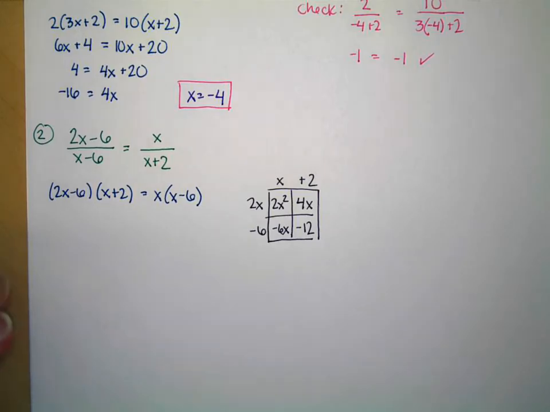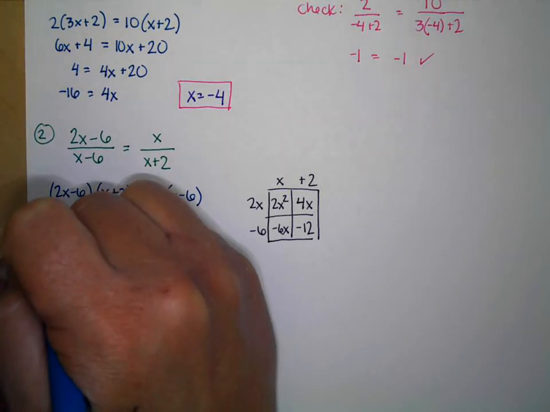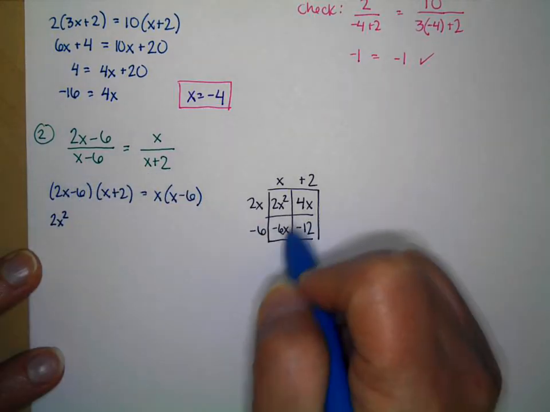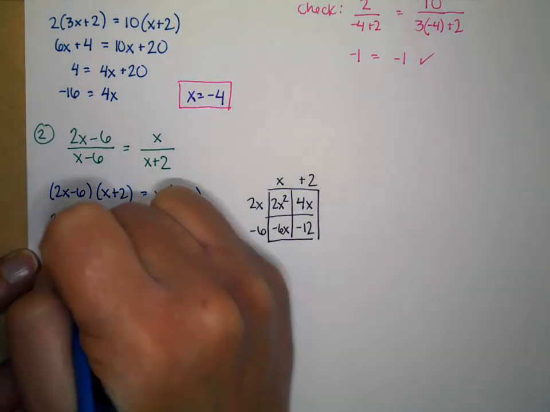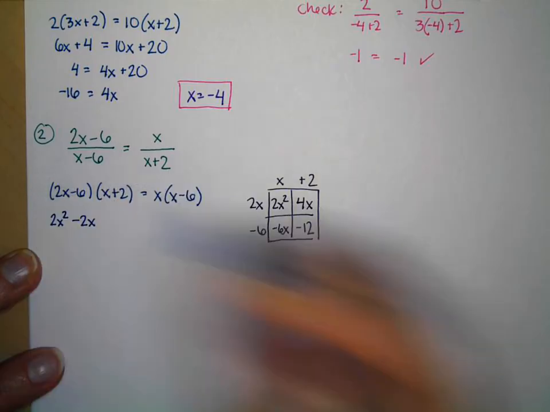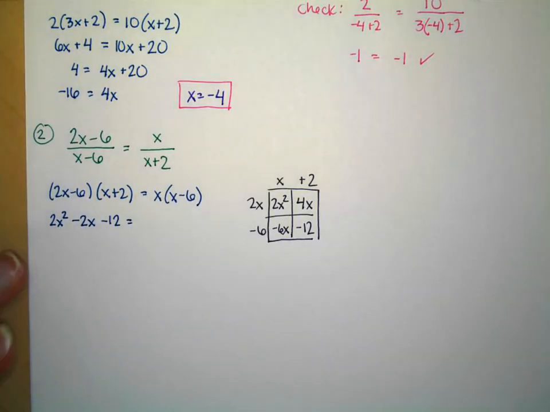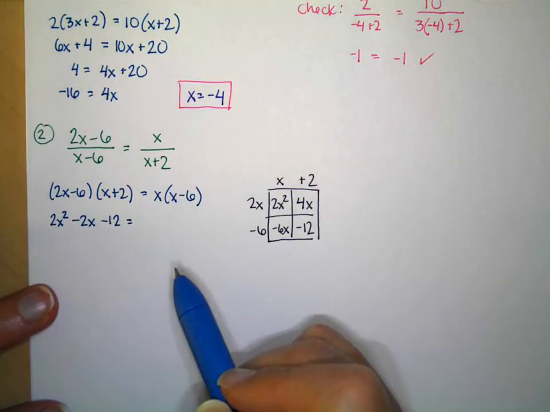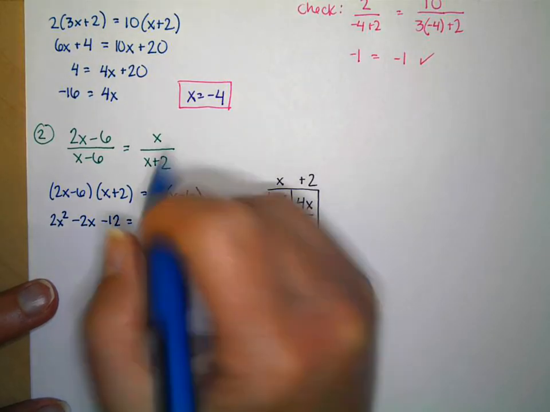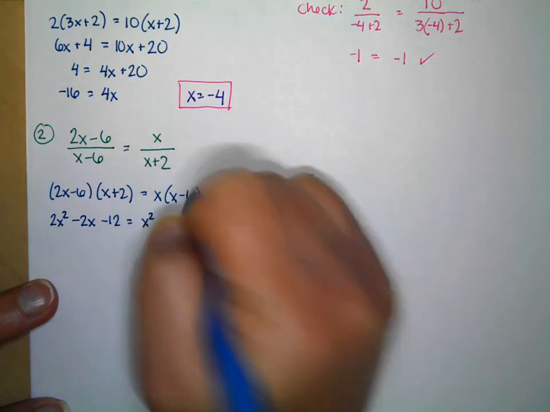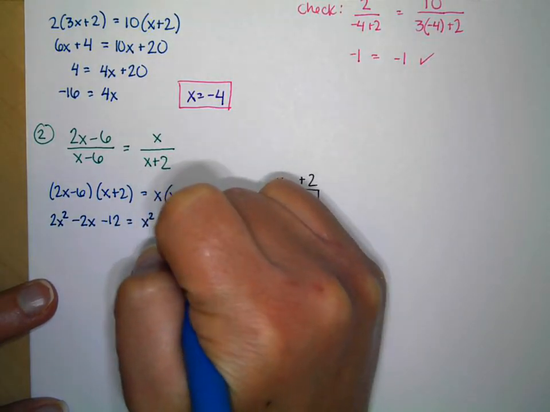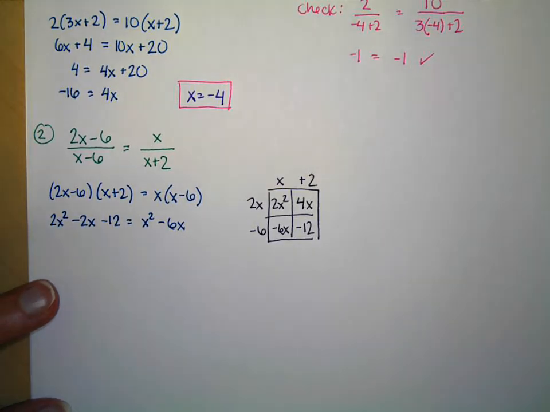So when we multiplied out the left side, we got a 2x squared. 4x and negative 6x combines to give negative 2x. And we have that negative 12. On the right side, it's a monomial times a binomial, so we can distribute. x times x is x squared. x times negative 6 is negative 6x.